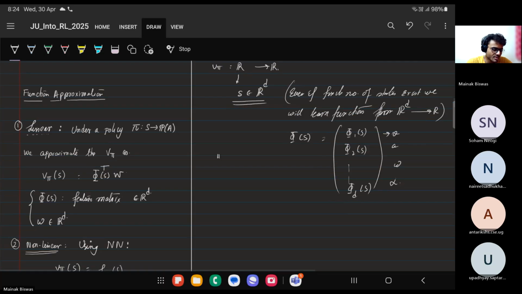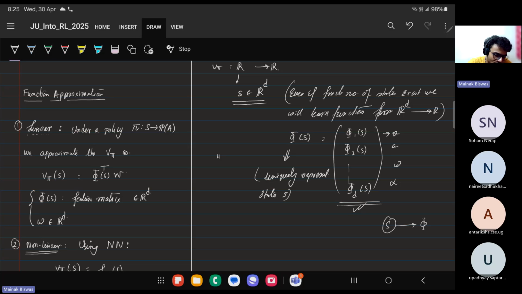But now, if I have this feature vector, what do I want to do? Phi of S uniquely represents state S. So this vector uniquely represents one state. For a state, you pass it through, and you get phi of S. This gives you a real number approximation of the state.